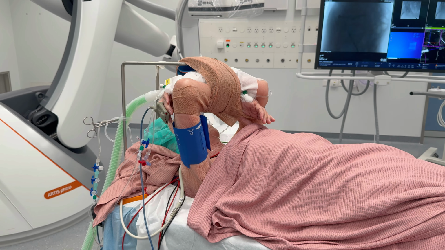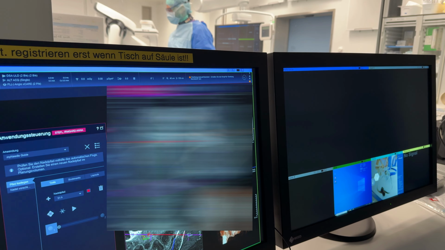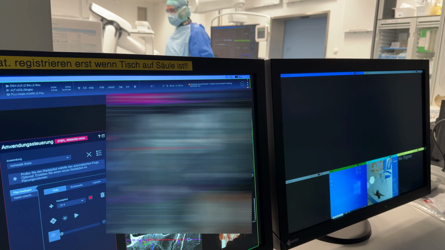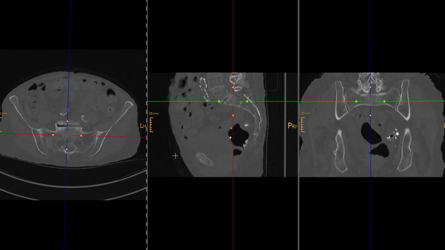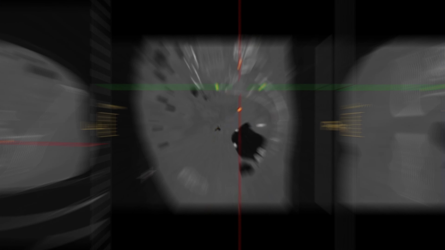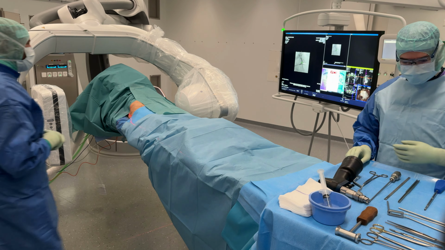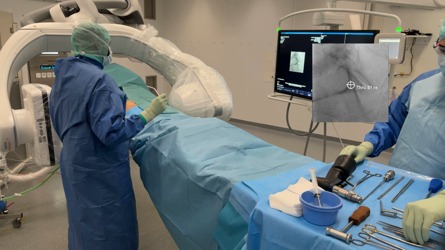To facilitate an efficient workflow, screw pathway planning on the diagnostic CT is performed while preparing the patient in the hybrid OR. This involves ensuring symmetrical alignment of the pelvis in all three planes and defining an auxiliary pathway to achieve the lateral view intraoperatively, which is essential to determine the optimal entry point for the SI screw as shown here.